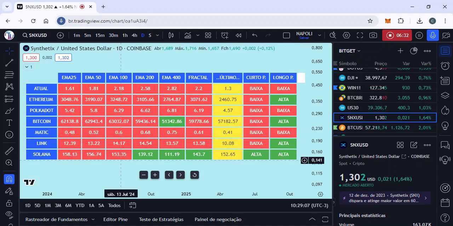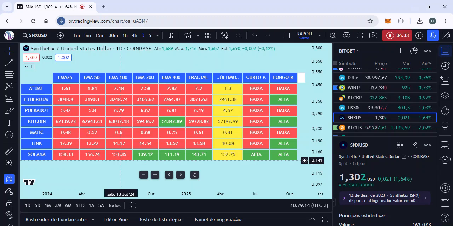Okay, closing out here. Our dashboard is already running in real time. It's already in the group. I've already released the link. Free dashboard. Anyone who wants it, just comment, get in touch, and you can follow the market, see the short-term, long-term, medium-term trends, fractal, latest quote, and then we'll add more features.